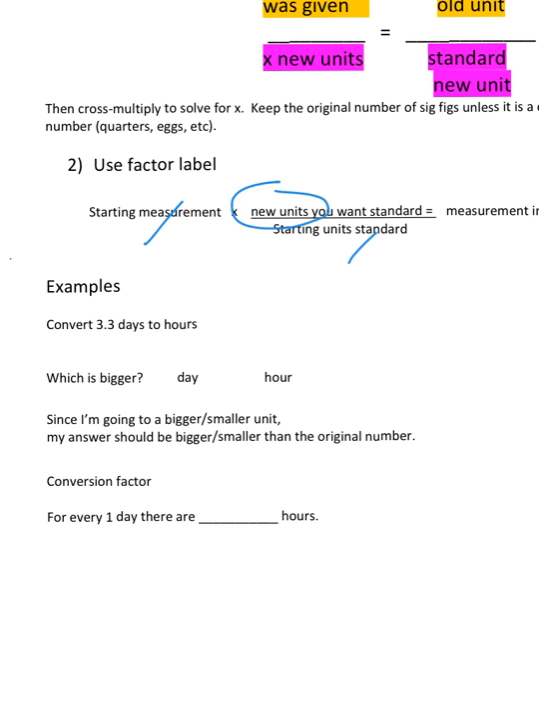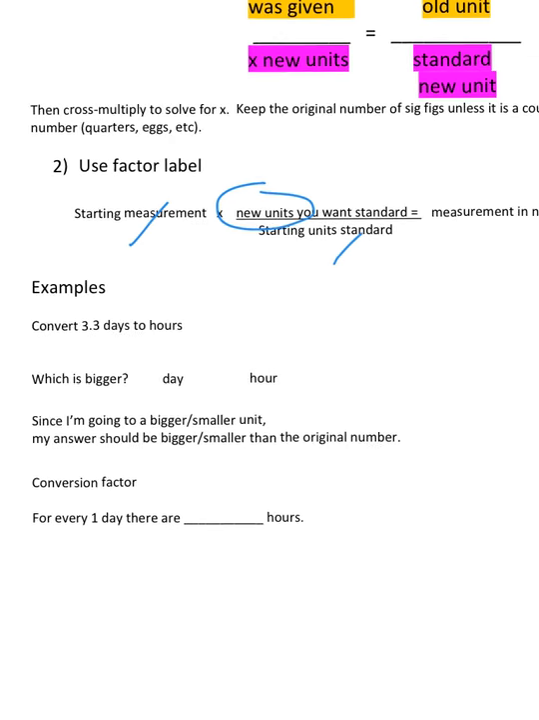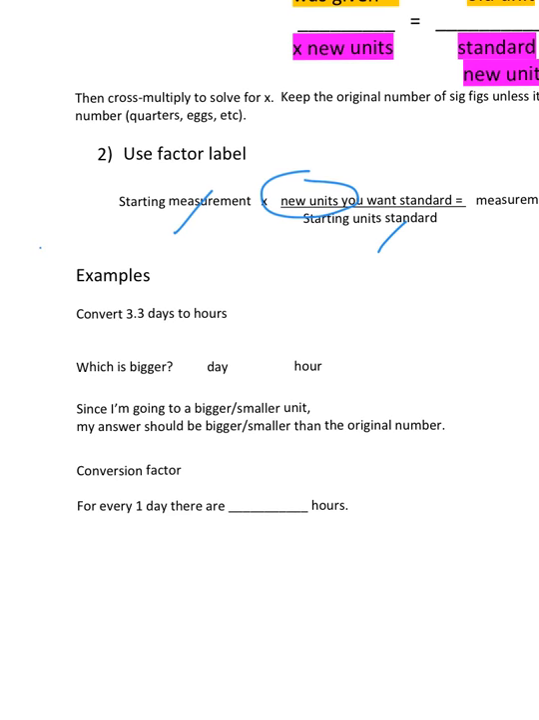Okay, so I know first that a day is bigger than an hour. Might help if I hit the pin. So I'm going from days to hours. So I'm going to a smaller unit, which means that I should have more. There should be more hours than I had days. I know that for every 1 day, there are 24 hours, and that's what I'm going to use to convert either method that I choose to do on here.